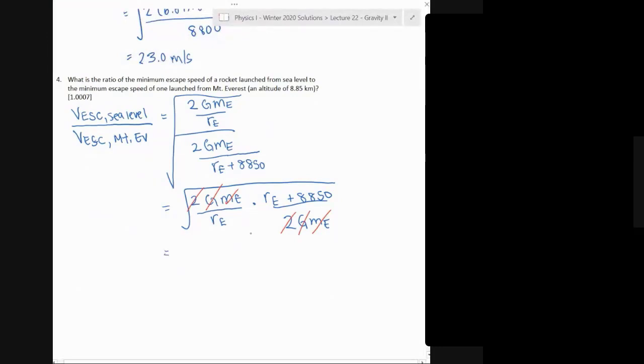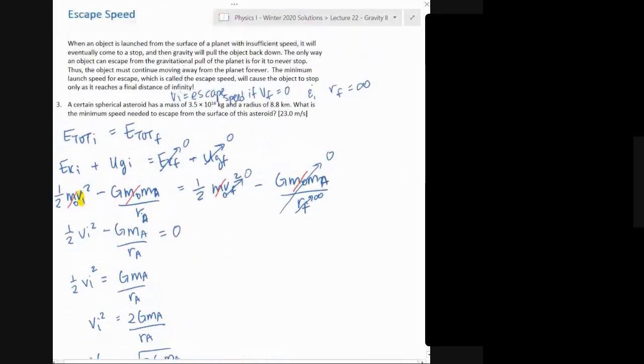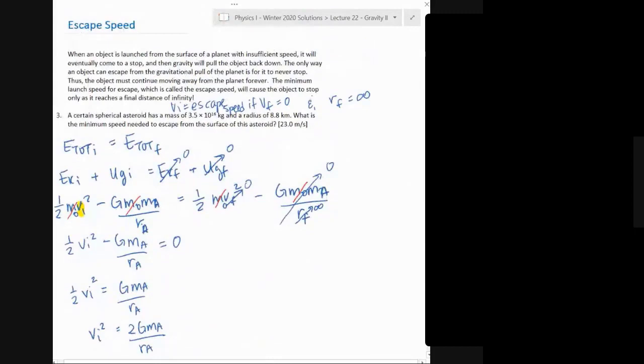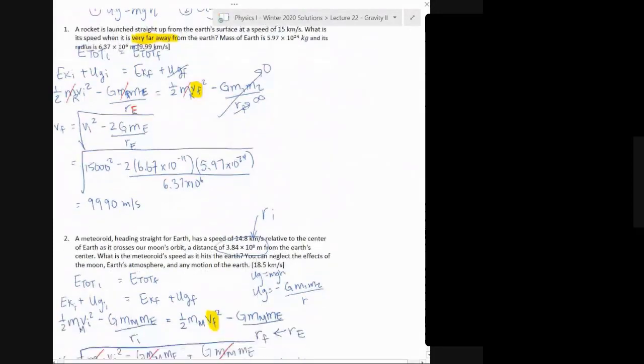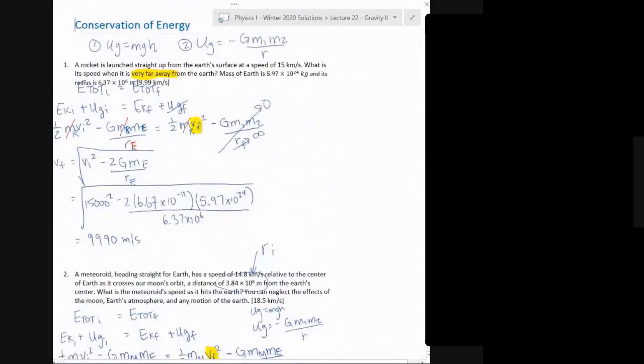Equals the square root of the radius of the Earth. Was that 6.37 times 10 to the 3 kilometers, I think? So times 10 to the 6. Let me check. My brain doesn't work anymore. Yeah, 6.37 times 10 to the 6 meters.